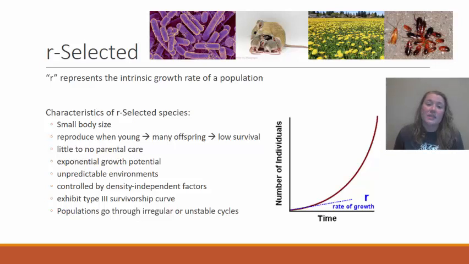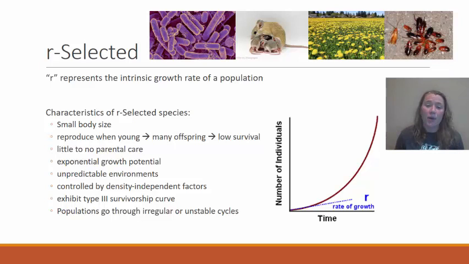Overall, species that tend to be R-selected tend to have smaller body size in comparison to other organisms of that type. They also tend to reproduce rather young, so they're not very mature, not very old when they have their first offspring, and they have many offspring. However, most of their offspring don't survive to reach maturity. That's because there's typically very little parental care that's offered.